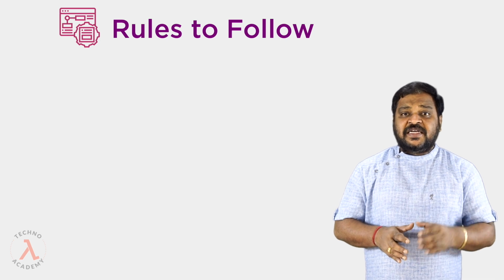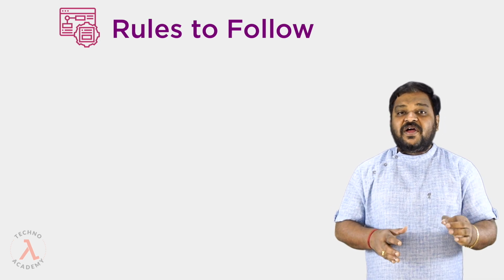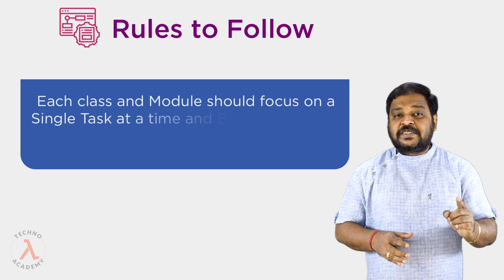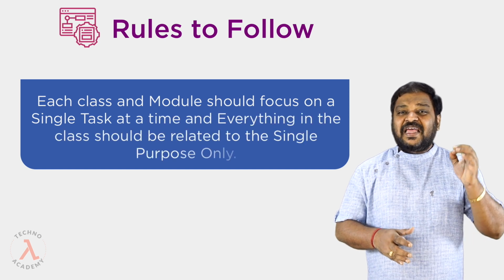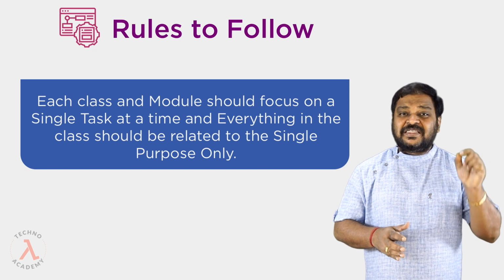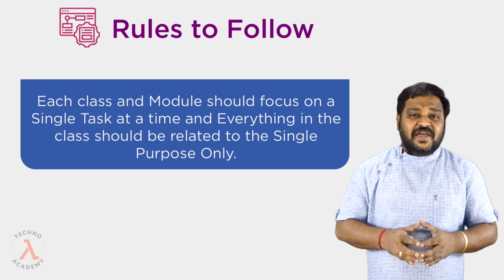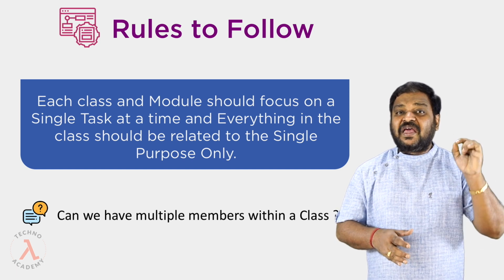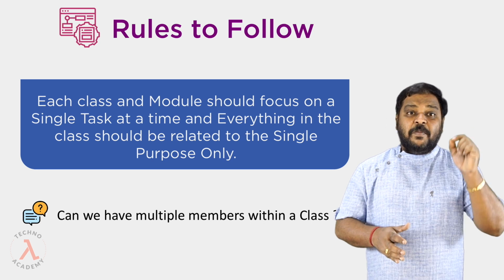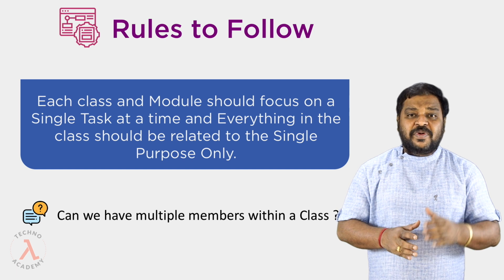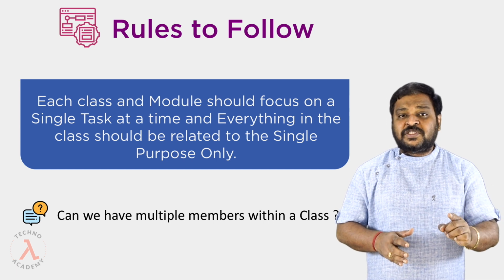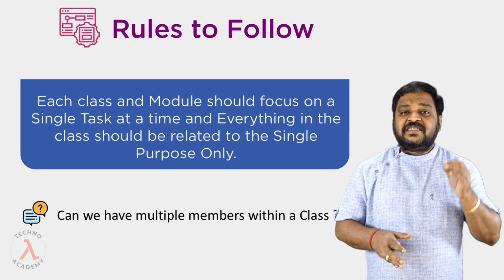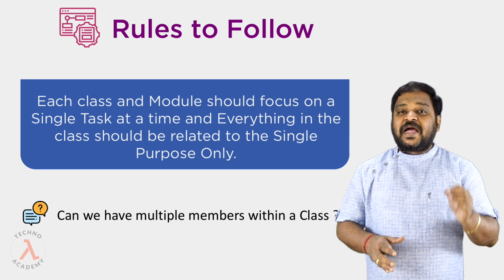Now, let us try to understand some of the rules that we need to follow while working with single responsibility principle. Each class and module should focus on a single task at a time, and everything in the class should be related to the single purpose only. Then usually we get a question, can we have multiple members within a class? Yes, we can have any number of members within the class, but we need to remember that all the members present within the class should be responsible for performing a single activity. Now, let us try to understand the single responsibility principle practically with the demo.